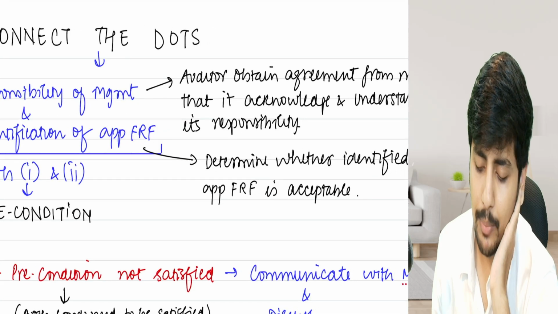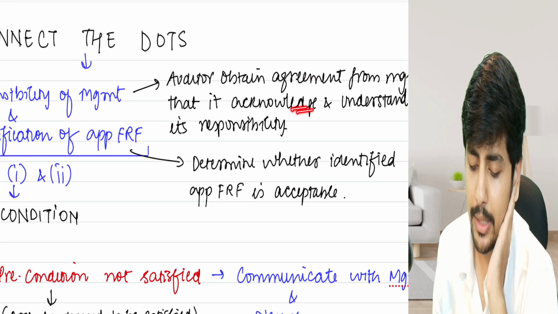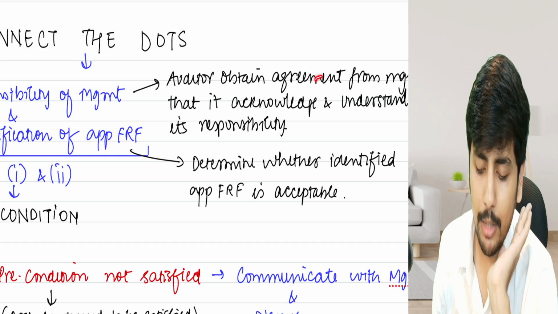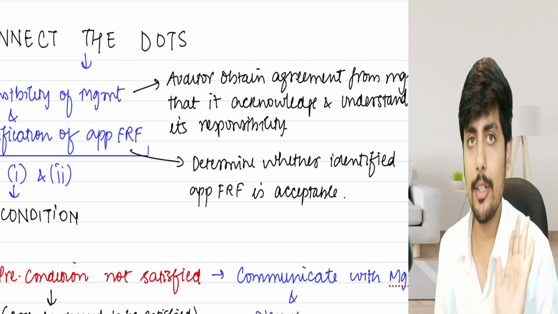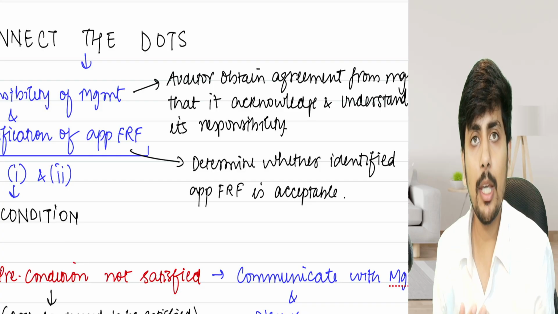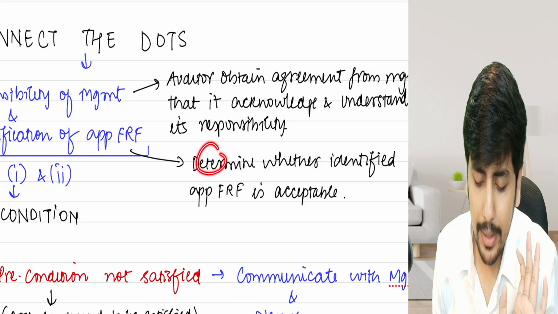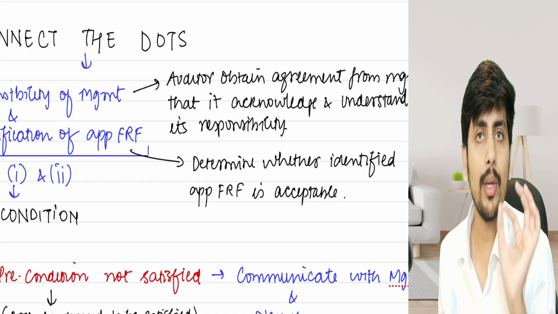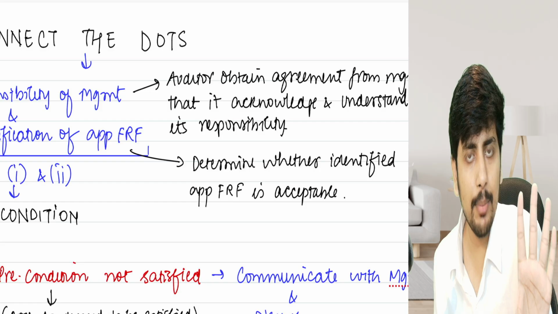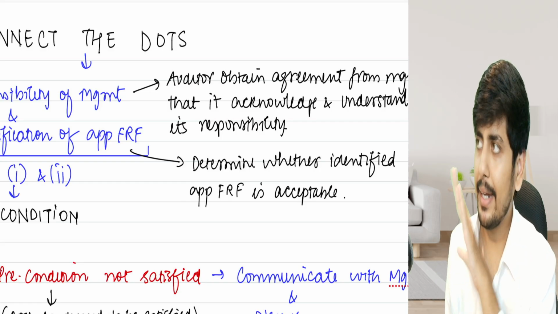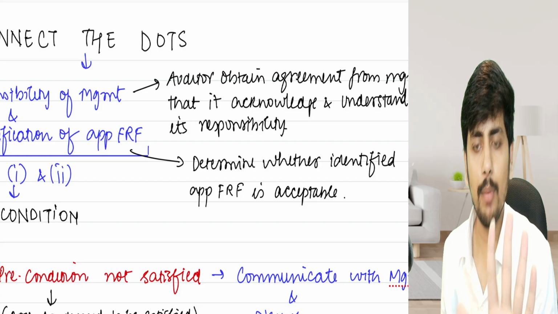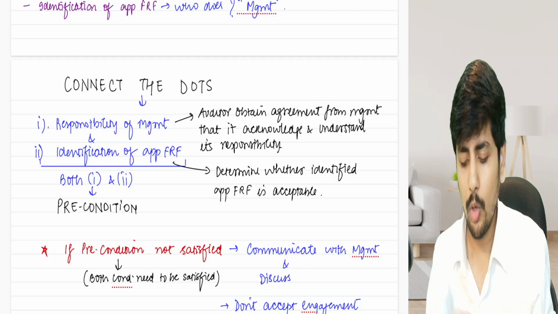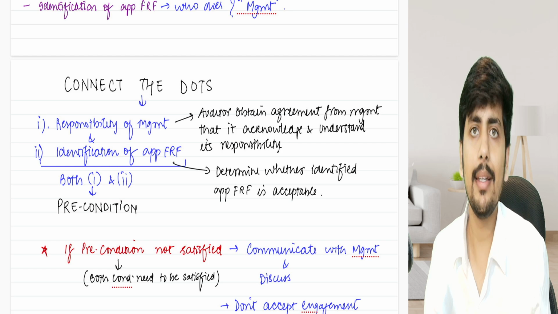Auditor will obtain agreement from management that it understands and acknowledges its responsibility, and for identification of applicable FRF, the auditor will determine whether the identified applicable FRF is acceptable. This word acceptable is very important. Management has identified the applicable FRF, and the auditor will determine whether the right FRF is identified or not. Are you getting my point? So these are 2 preconditions. If any of the precondition is violated, the auditor will not accept such audit unless required by law or regulation.